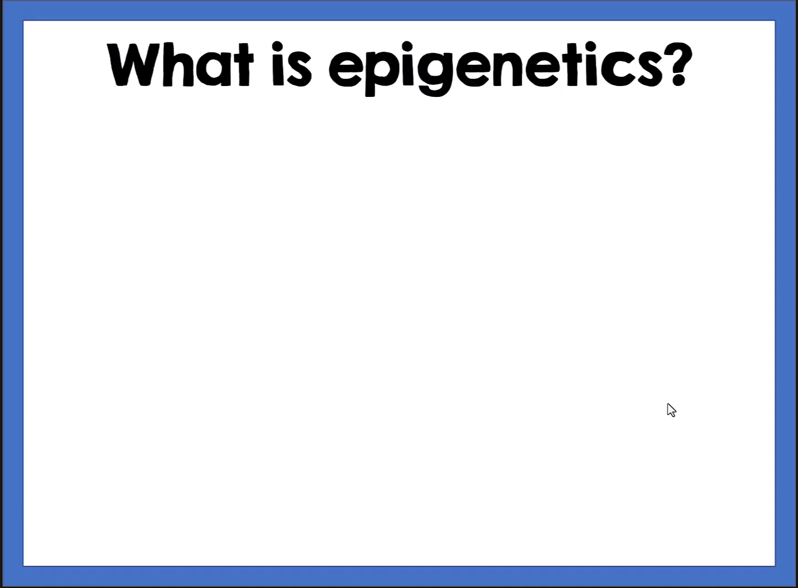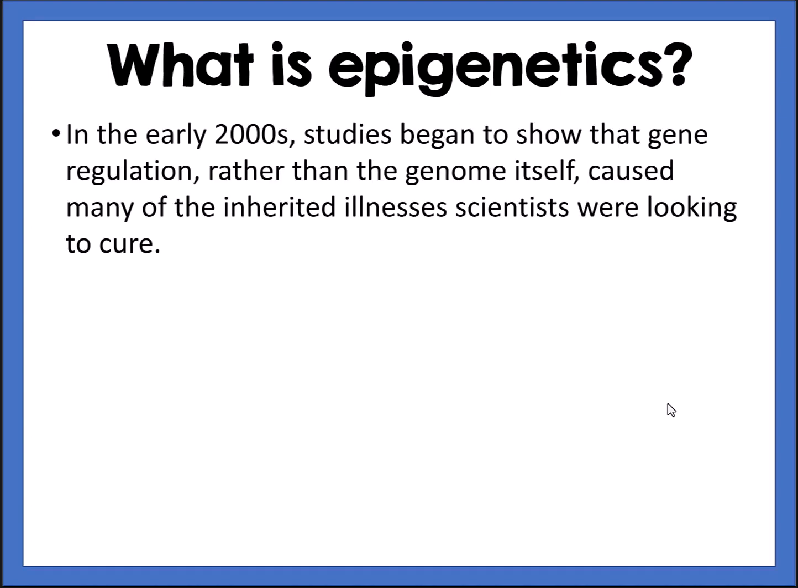So if we continue on with what we've found from that point on, we start discussing something called epigenetics. In the early 2000s, studies began to show that gene regulation, rather than the genome itself, caused many of the inherited illnesses scientists were looking to cure. So the regulation of which genes were being turned on and turned off was actually causing more traits and diseases than the genome, the gene sequence itself.